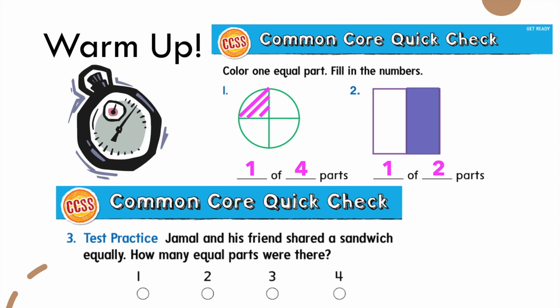Number 3 says Jamal and his friend shared a sandwich equally. How many equal parts were there? That would be 2 equal parts, 1 for Jamal and 1 for his friend. Awesome job, mathematicians.